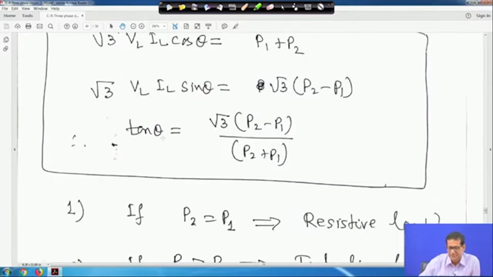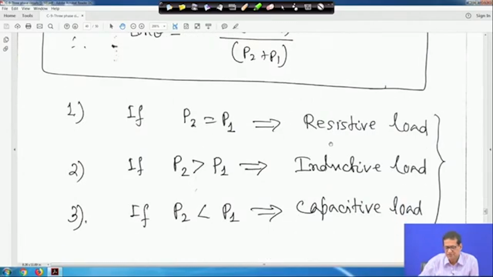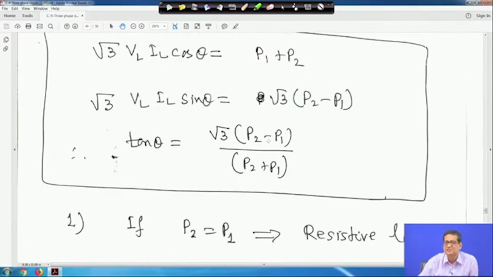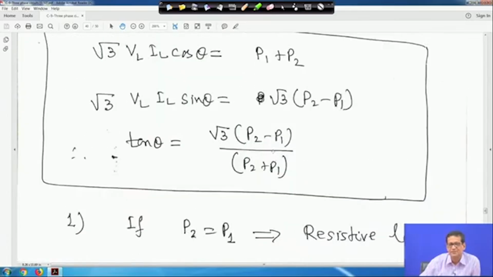Now, if theta is positive, then it is inductive, that means if P2 is greater than P1, the load is inductive, and if P2 is less than P1, the load is capacitive, right. So, if P2 minus P1 is positive, the load is inductive, otherwise if P2 minus P1 is negative, the load is capacitive, right. Here it is given, if P2 is equal to P1, it is a resistive load, that means theta is equal to 0. If P2 is greater than P1, it is inductive load, if P2 is less than P1, it is capacitive load. So, from there you can determine, right.